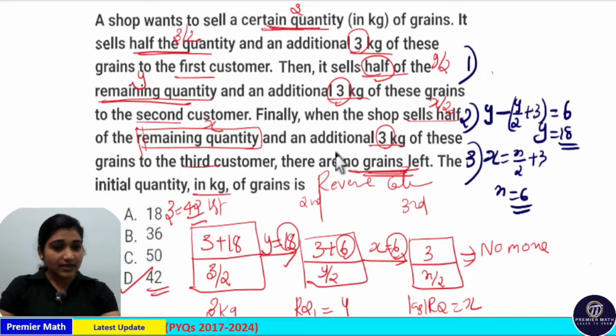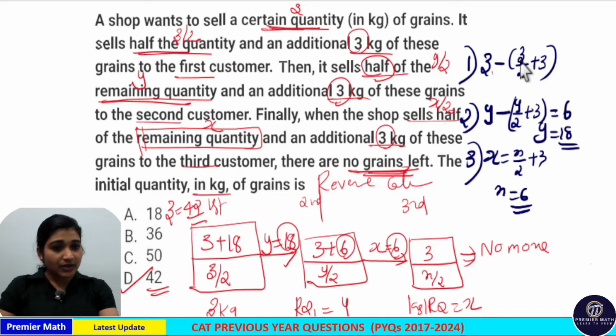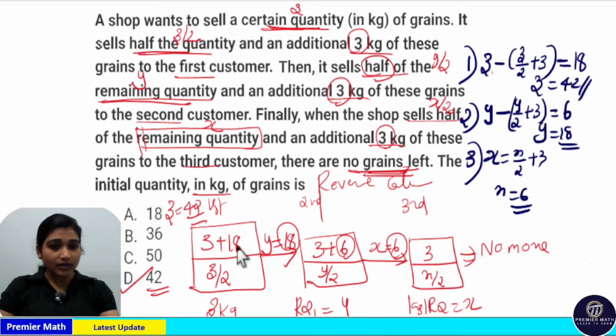Then from the first transaction, the initial quantity with him was z kilogram. So he is giving z by 2 plus 3 to the first customer. So z minus z by 2 plus 3 gives you the first remaining quantity 18, which means z by 2 represents 21, means z is equal to 42 from this. So in this way you can also calculate.